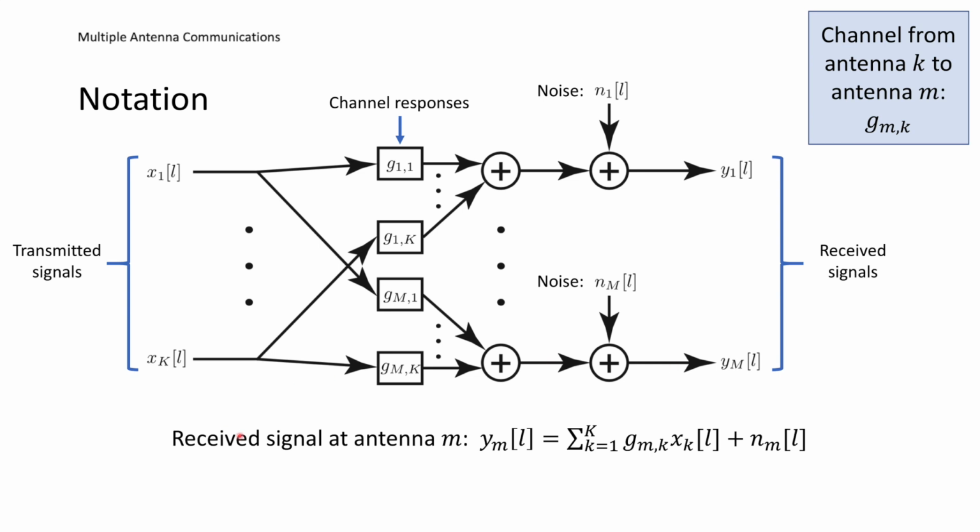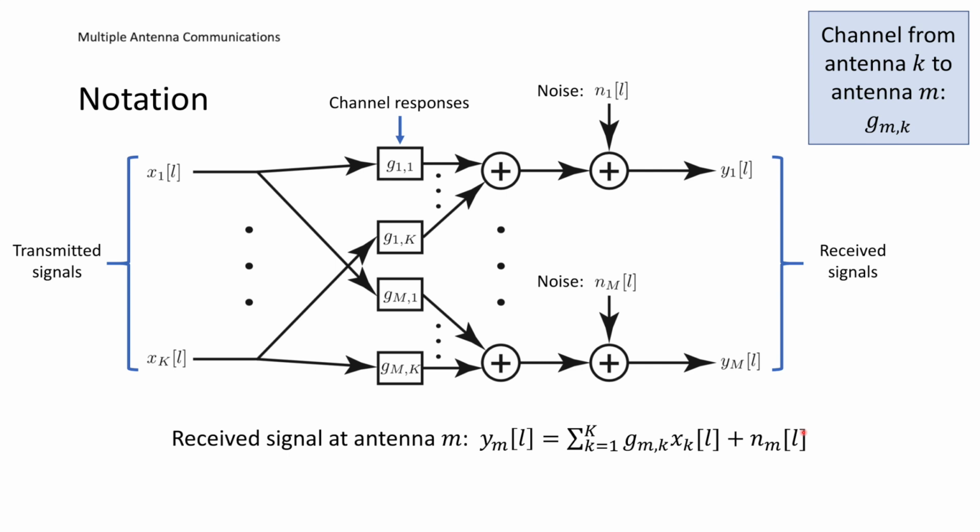We can also write the received signal at antenna m as ym(l) at time l. We then get the summation over all transmit antennas. For the kth transmit antenna, we are sending xk(l). We multiply with the channel response gmk. And then we add the noise nm(l). So this is the received signal.